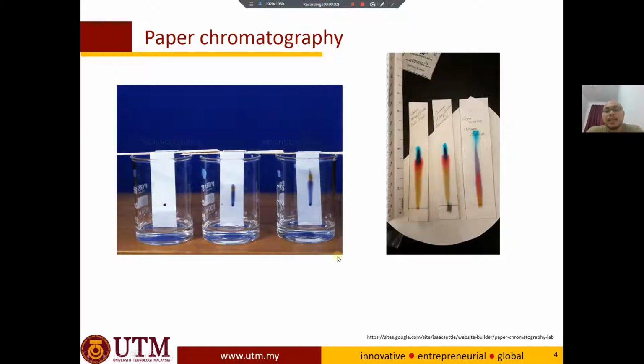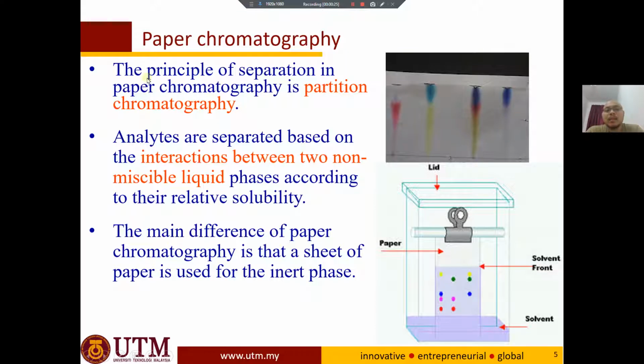Here is the example of the paper chromatography. We just go into the planar chromatography, which is the first part. I will focus on paper chromatography, and later on I will go to thin layer chromatography. Here is the example of the paper chromatography. The principle of separation in paper chromatography is partition chromatography.